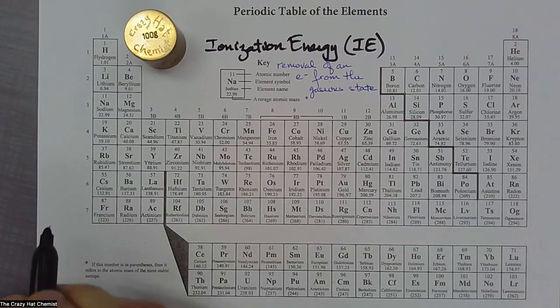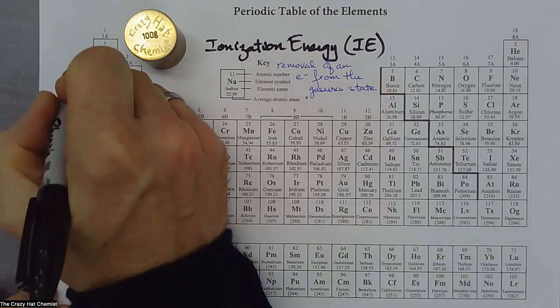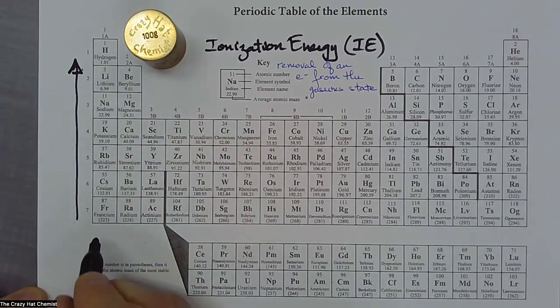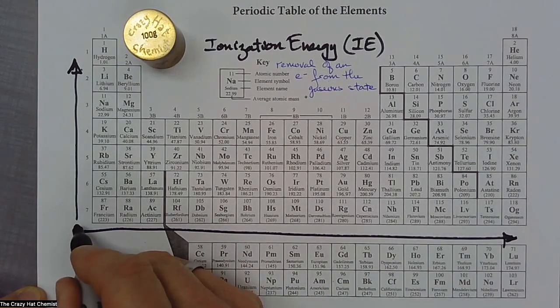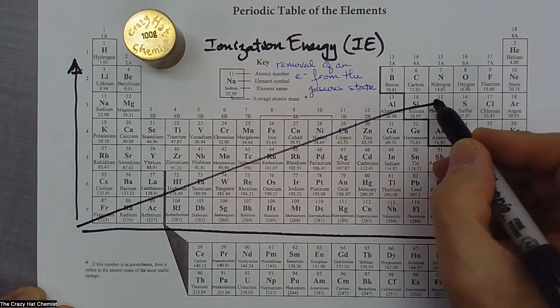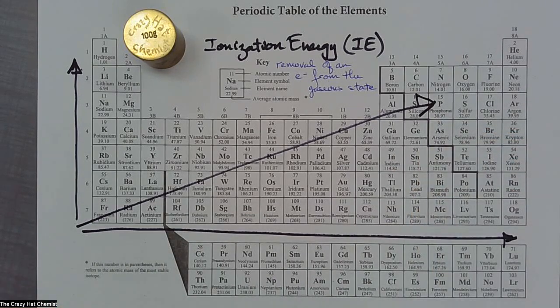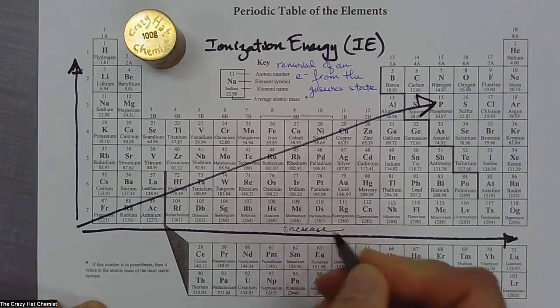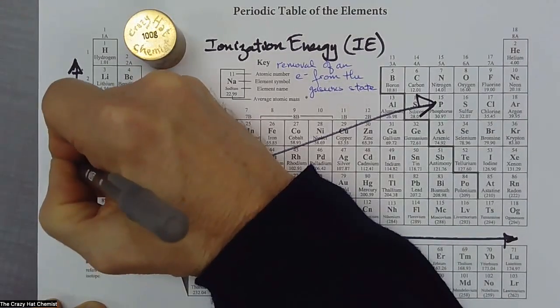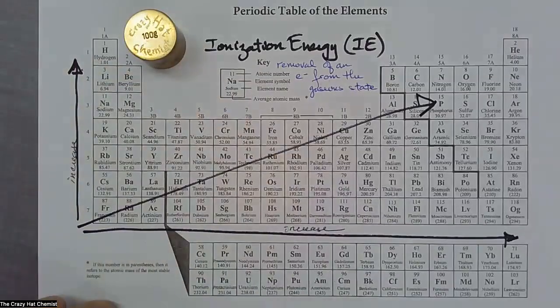So ionization energy increases as you move up a group, and it increases as you move to the right within a period, and that is the overall ionization energy increases moving up and to the right. So let's write that down here. So this is an increase, and this is an increase. And you're just following the arrows, in other words, okay?